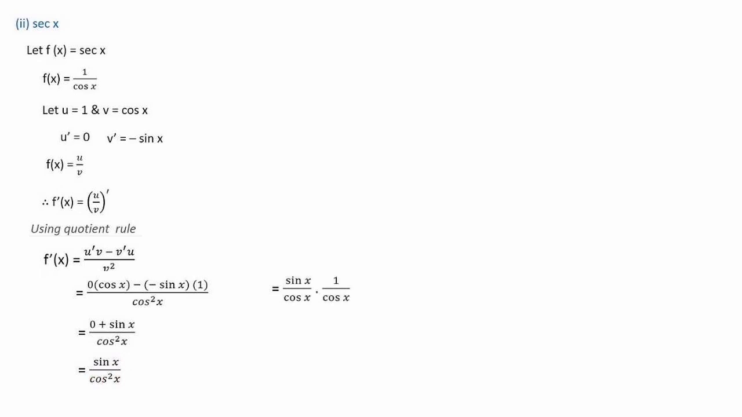Then we can split this one, sin x by cos x into 1 by cos x. This cos square x we are splitting into cos x into cos x. Sin x by cos x we can make as one group into 1 by cos x as another group. As we know, sin x by cos x is tan x. 1 by cos x we know that it is sec x. So tan x into sec x. This is the derivative of sec x.